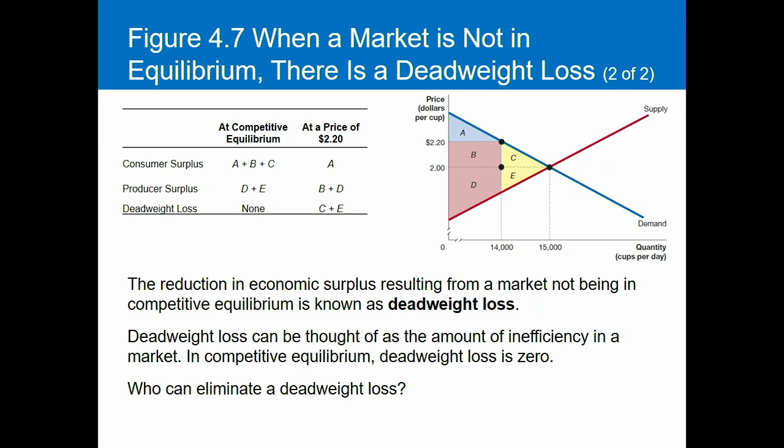So the reduction in economic surplus resulting from the market being out of equilibrium, from too few units being sold or too many units being sold, is called deadweight loss. We can also think of deadweight loss as the amount of inefficiency in a market. In a competitive equilibrium, we're maximizing efficiency, so there's no deadweight loss. When we're outside of equilibrium, in this case with too few units being sold, we're not being efficient, so there is deadweight loss.